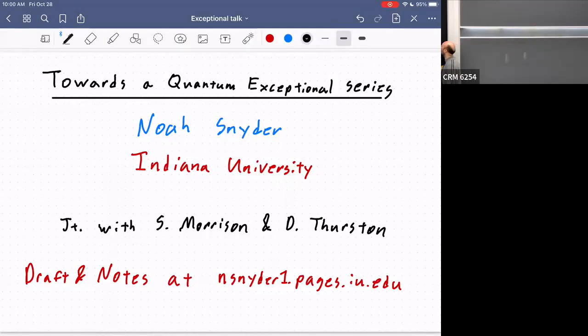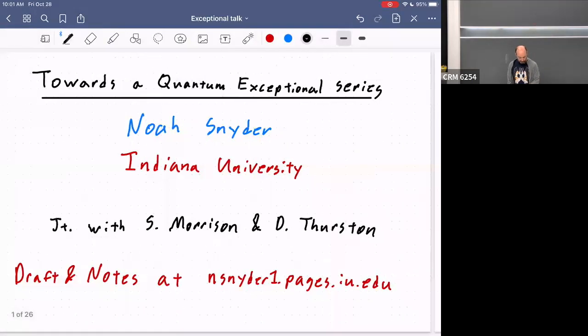So this talk is called Towards a Quantum Exceptional Series. I'll explain what that means in a minute. This is a paper I've been working on for literally 10 years, though I did not work on it for a couple of years. Then Dylan and I have been furiously finishing in the last couple of months, and it is almost done.